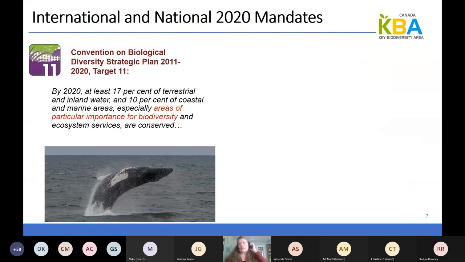Now, at the same time as KBAs were emerging, we also had the Convention on Biological Diversity, the Aichi targets, and particularly Target 11, which everybody is aware of by this point. And in fact, we've moved on, and I'll make that point in a second. But right from the start, if you look at how Target 11 is articulated, even though the 17% or the 10% for marine areas gets the most attention, it says right there in the target that areas of particular importance for biodiversity need to be safeguarded in particular. And that's where KBAs and other things can fit into that.